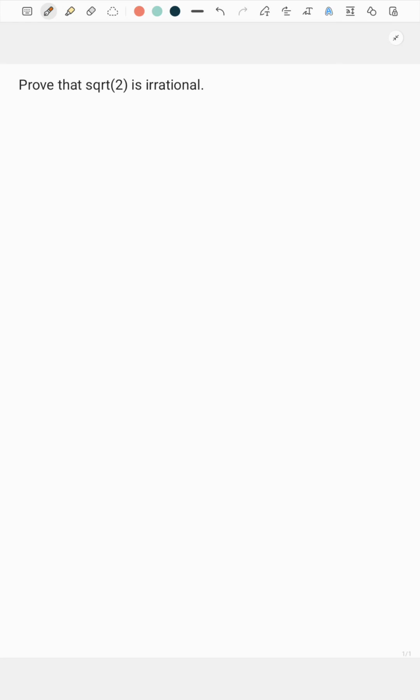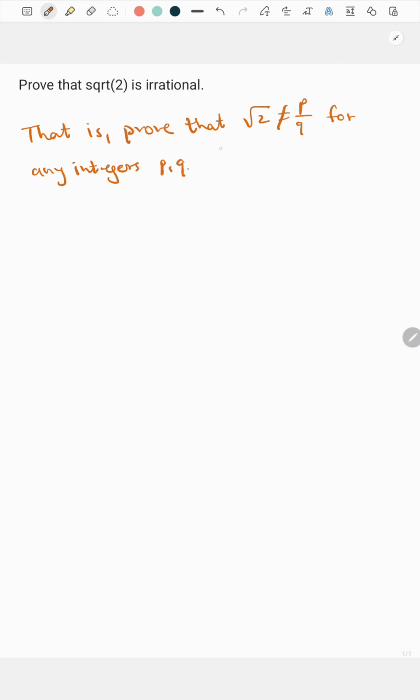One thing to remember as a general principle here is that the square root of an integer is either an integer or an irrational number. It cannot just be a rational number. If it is a rational number, then it has to be an integer. So we have to prove that the square root of 2 is irrational. That is, prove that the square root of 2 is not equal to p divided by q for any integers p and q. Of course, we assume that q is not equal to 0.